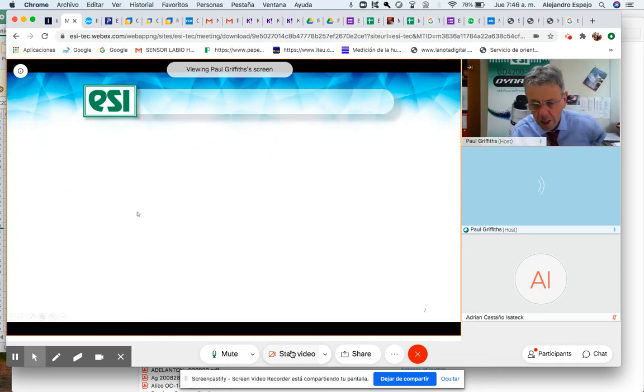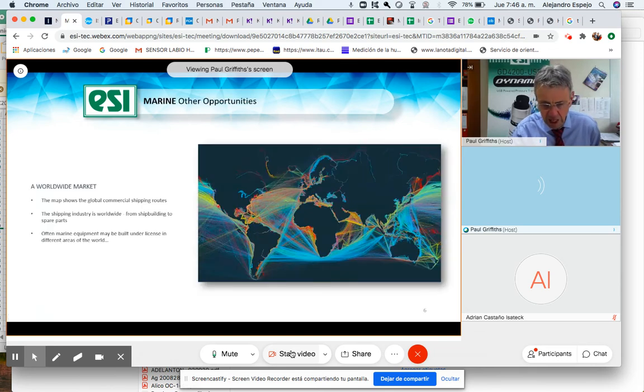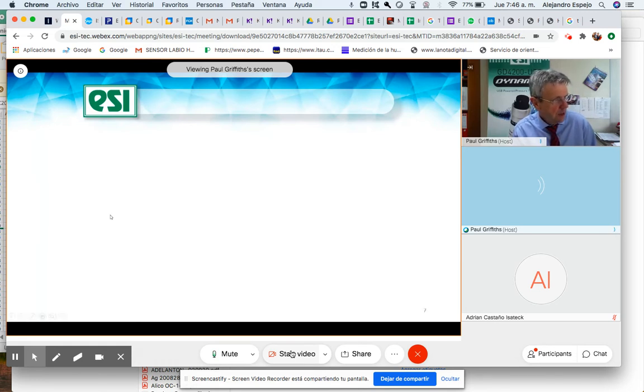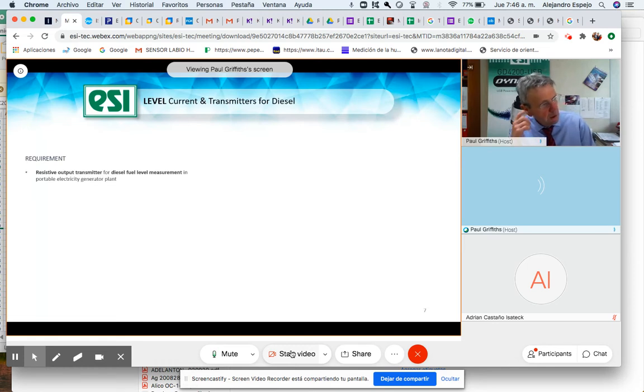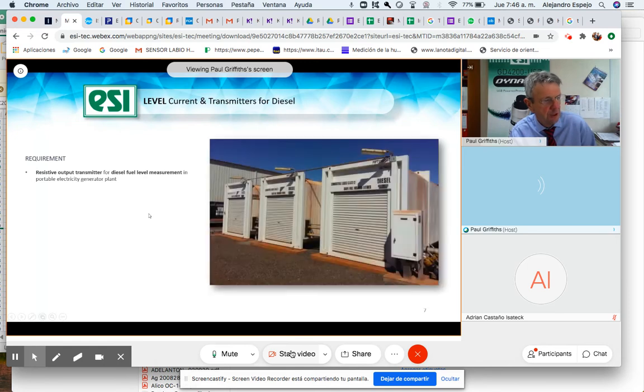Yeah, so that's marine. But you can see, I mentioned last week about the SOS sensor. Real benefit of that sensor, because it's made in titanium. So anywhere on a ship is going to be ideal. Even if it's been splashed with seawater, it won't corrode. So then we have level measurement for diesel applications.